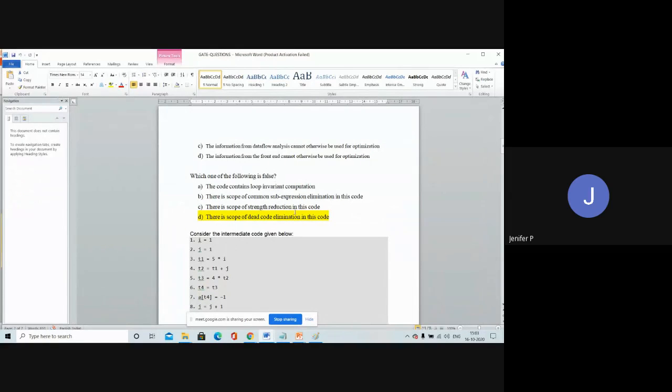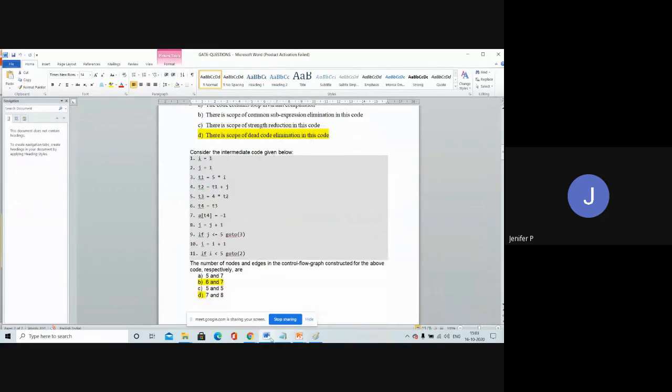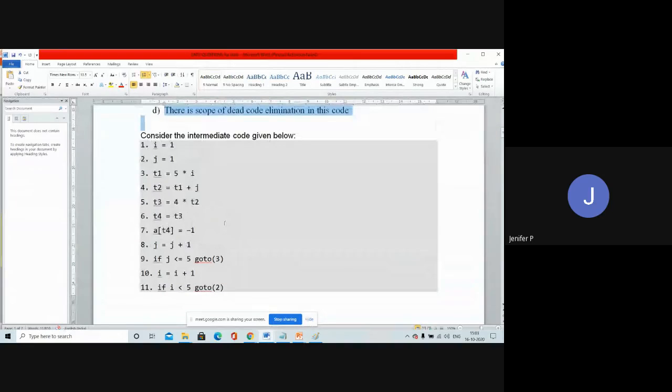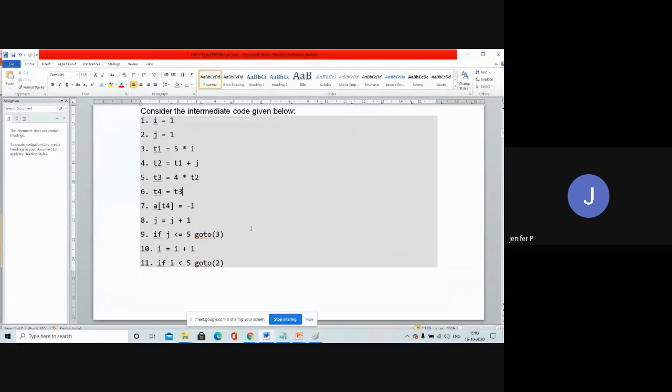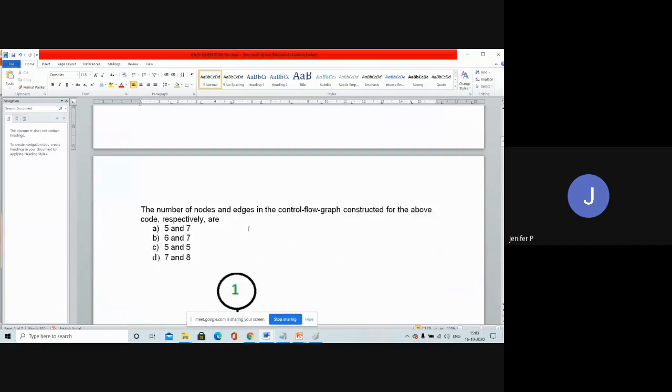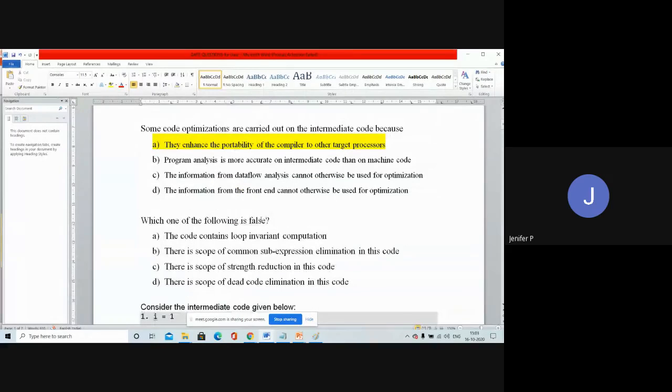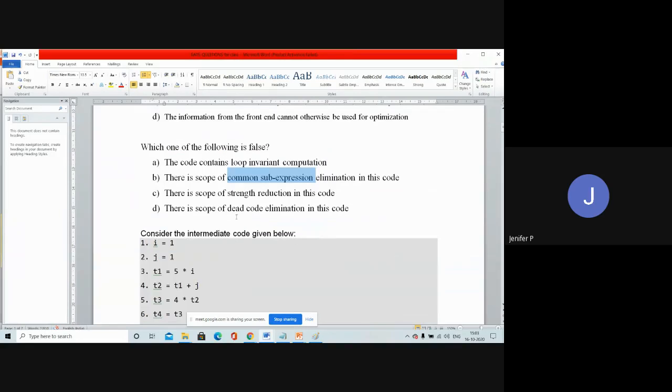I think, kindly wait. Actually, for this statement, what can we do? They have given a code, and for this code they ask what can be done: loop invariant, common sub-expression, whether strength reduction is possible or not, or whether dead code elimination is possible or not. Yes, I think some code is missing here. I think I copied it incorrectly.